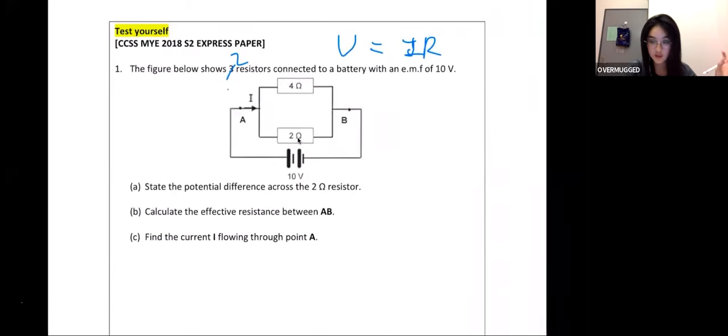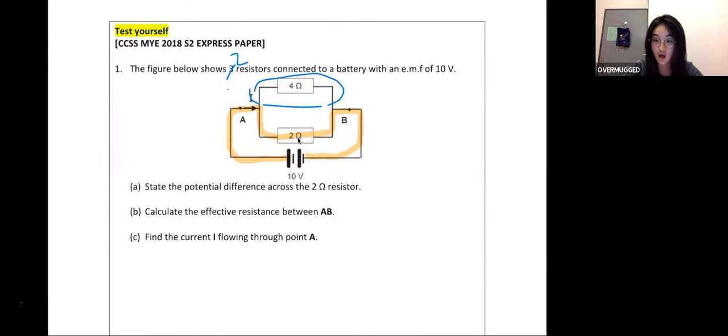Now, before we can even solve anything, let's figure out, is this a series or a parallel circuit? How do we figure it out? I told you, just trace the current. If when you trace back to the power source, it passes through all the wires, it's a series. If it can't, it's a parallel. As you can see, there are some parts of the wires that did not go through that tracing. So this is definitely a parallel circuit.